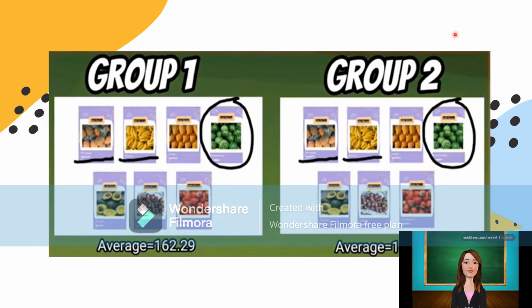Now, what else did we do? Yes, Abby? Yes, we also get the average. How did we get the average? Yes, Anna? We get the average by adding all the set of prices and dividing it by the number of values being added. That's right. Now, what is the average of the data? Yes, Angelo? The average of the data is 162.29. Now, what price appears in the middle? Yes, Amy, the price that appears in the middle is 120. What price frequently appears? Yes, Axel, very good. The price that frequently appears is 60.